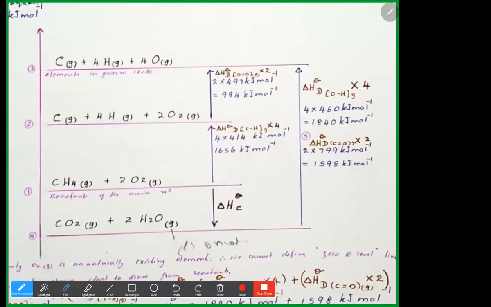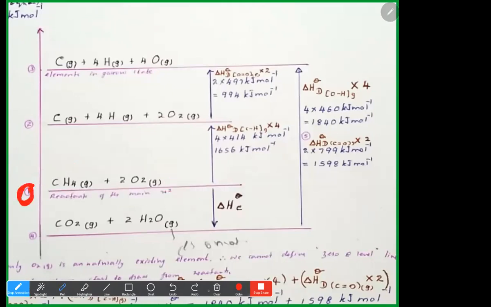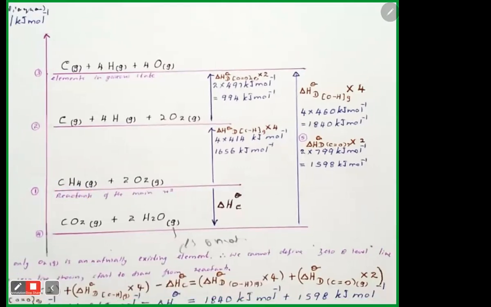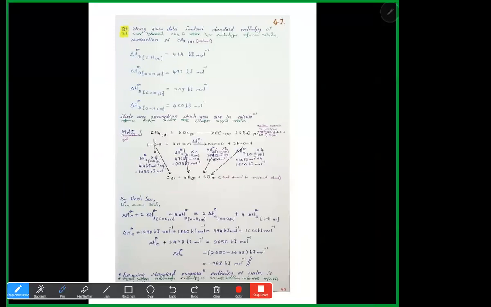Then I'm going to start from here. This is my starting point. Anyway, you're not putting any 0 here. This is not 0 because this has formation enthalpy. So I'm starting from here. See, I have 2 paths starting from here. This is the first path and this is the second path.